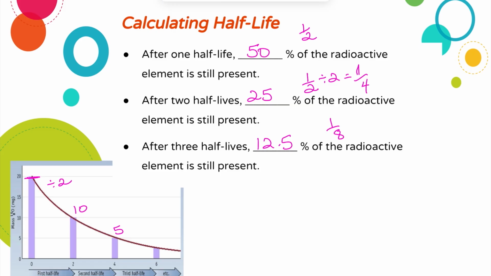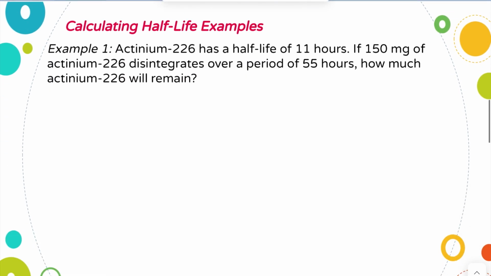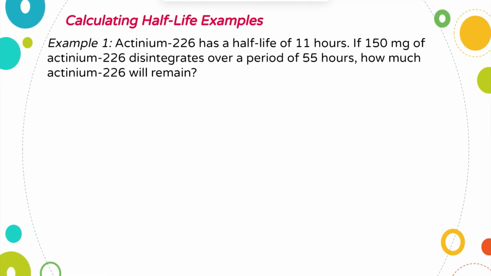And so we can use this idea of that sample cutting in half to look at how much is remaining in some examples. So for that, we are going to kind of use an approach. We're not going to use any formulas. There are formulas online, but we are not going to use any formulas. We're going to kind of just come up with a way to organize the information and apply that idea of half-lives throughout. So looking at this first example, we have actinium-226, which has a half-life of 11 hours. If 150 milligrams disintegrates over a period of 55 hours, how much will remain?